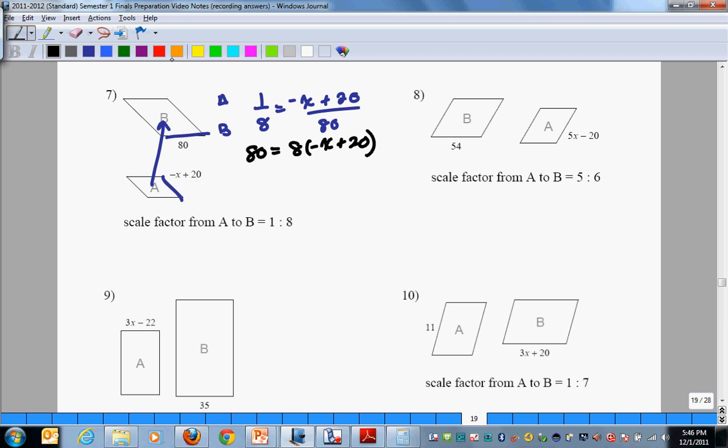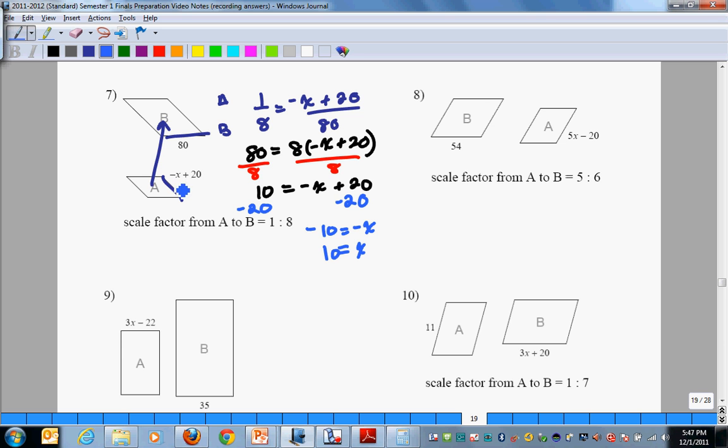You could distribute the 8, but I'm just going to get rid of the 8 by dividing both sides by 8. And so 8 goes in there 10 times. So I have 10 equals negative x plus 20. I'm going to minus both sides by 20. And we end up with negative 10 equals negative x. And you just swap the signs. I have x equals 10.